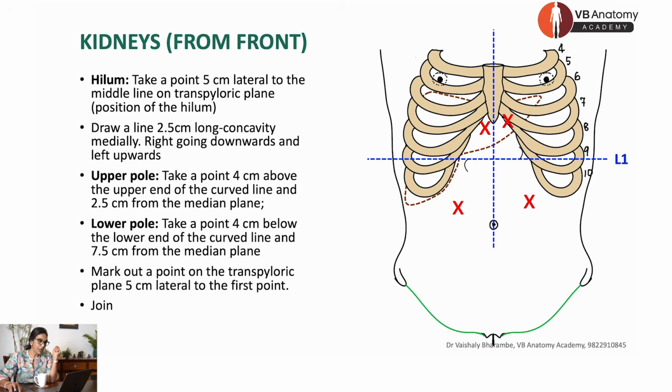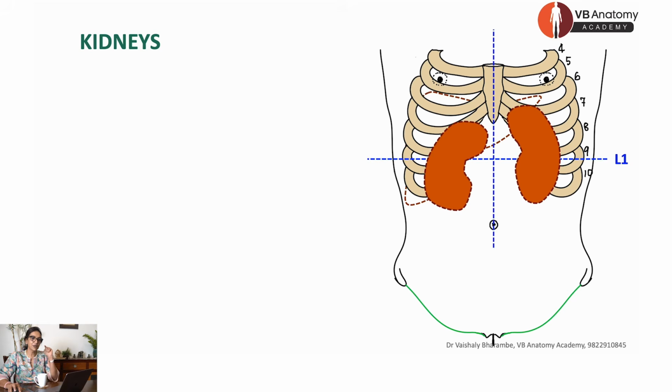Okay. Now mark a point 5 centimeter lateral to the first point here. Let's join this to form the kidneys. Right kidney, left kidney. Can you see how right is a little fatter but a little lower? The left is a little longer but slightly higher. These are your right and left kidneys. Let's put them back in place. There you have your kidneys.